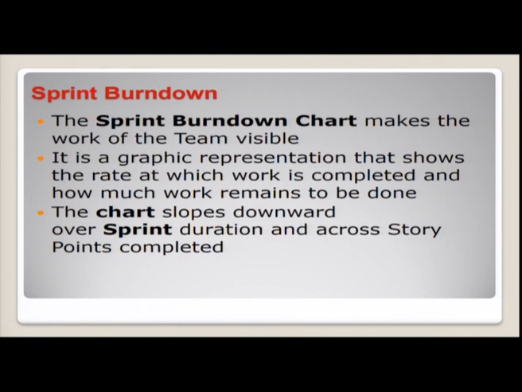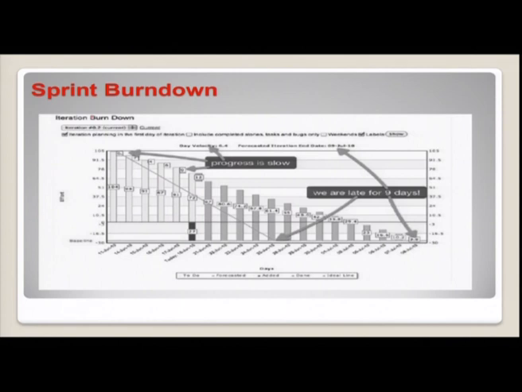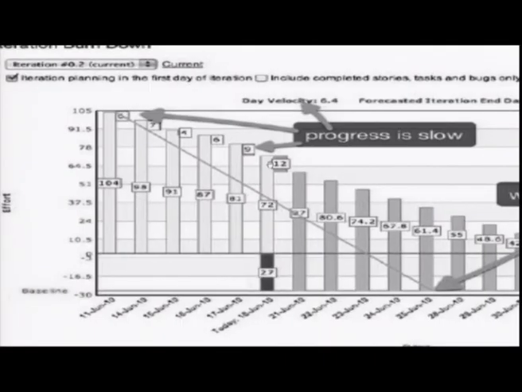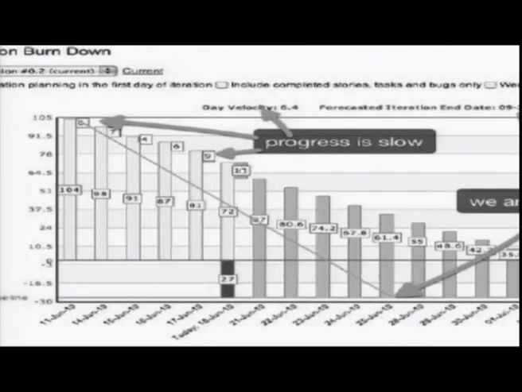A sprint burn down chart makes the work of the team visible. It is a graphical representation that shows the rate at which the work is completed and how much work remains to be done. The chart slopes downwards over the sprint duration and across the story points completed. As we can see in a sprint burn down chart over here, this is said to be the day velocity, and this is said to be the progress of work that is to be carried out, and this is said to be an ideal curve.